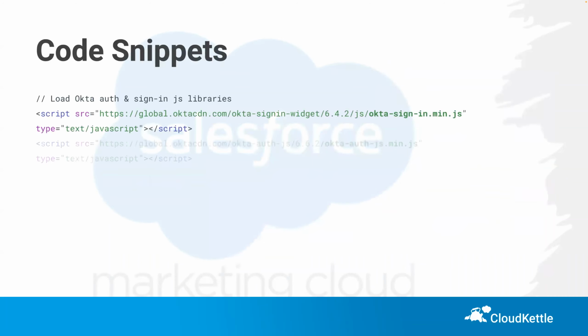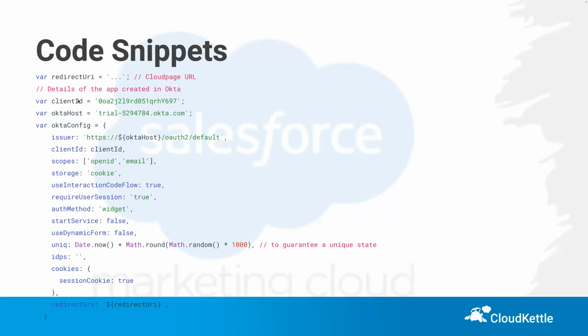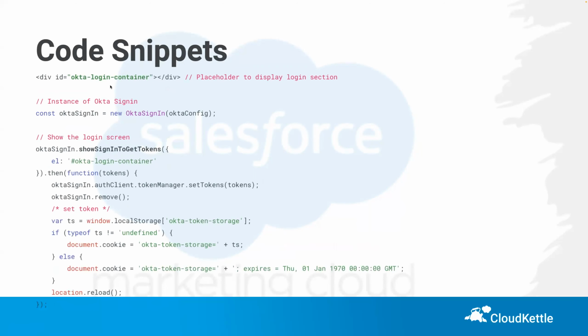So the code snippets. These are the two JavaScript libraries that Okta provides, which we would be loading in our web page. And these are the configurations of your app. Step 2 is basically creating an app, right? So you create an app and pass the configuration, like your client ID and host information. And you specify a particular div tag, a placeholder in your web page that says, hey, this is where you need to display the login widget.